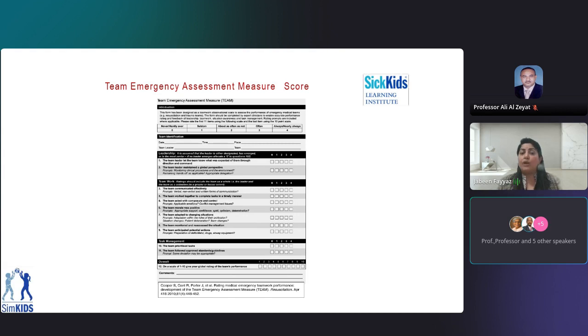So one of the focuses while we are working together is that it is very, very important to work on the non-technical skills portion, especially in the acute care setting. We do look at the medical management, but the emphasis is also on the non-technical skills.